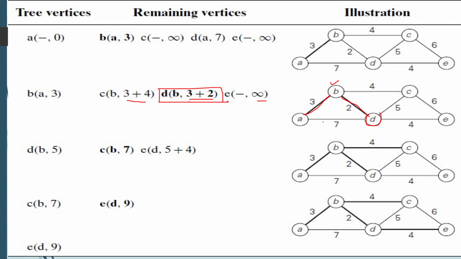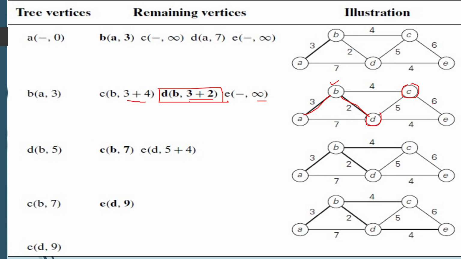So now we have to list the remaining vertices. What are the remaining vertices now? C and E are left as unvisited. C and E, same thing. So now C is adjacent to B and also adjacent to D here. Both are already visited. You already selected them in the first column, means what?